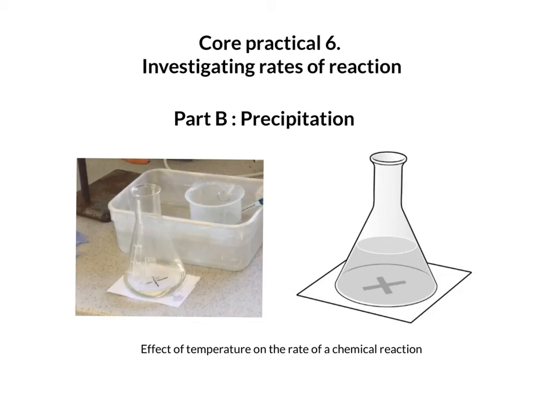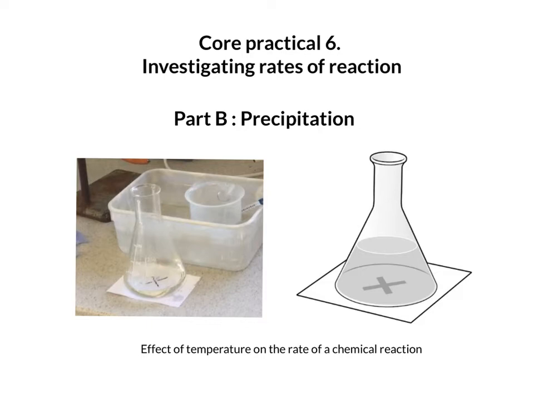So the second part of the investigating rates practical uses a precipitation reaction. A precipitation reaction is a reaction that produces a coloured precipitate. In this case, you get a white precipitate forming, and we're going to investigate the effect of temperature on how quickly that reaction goes.